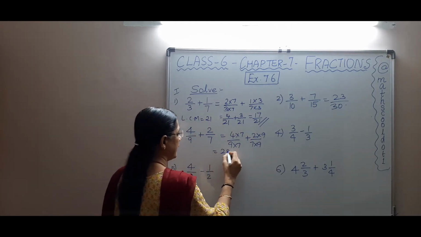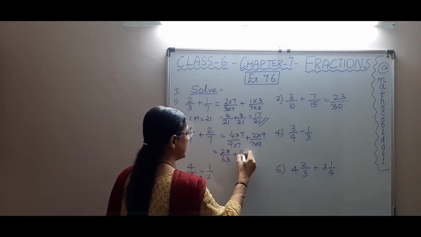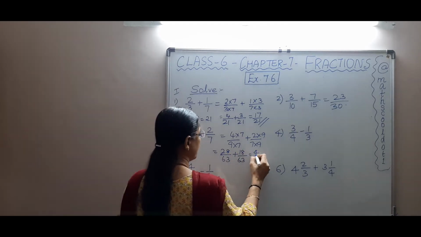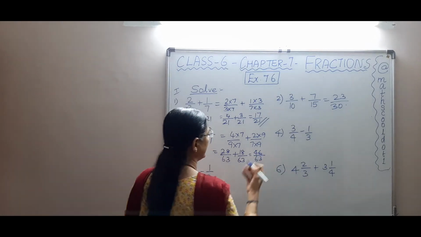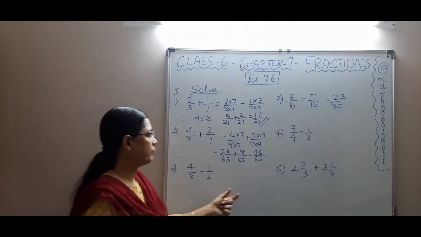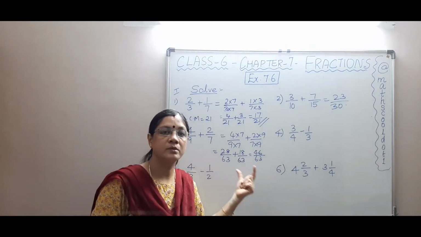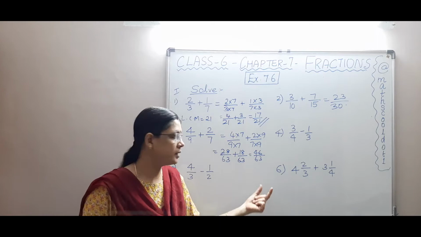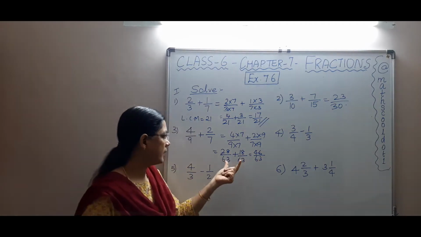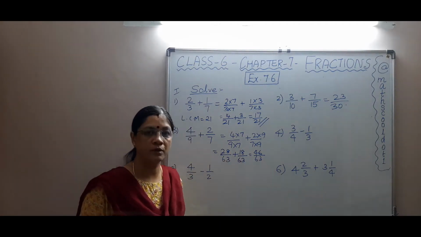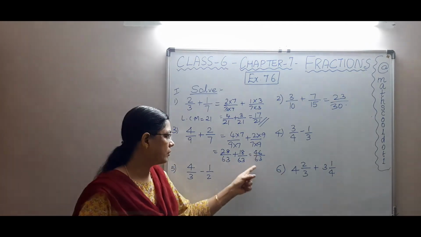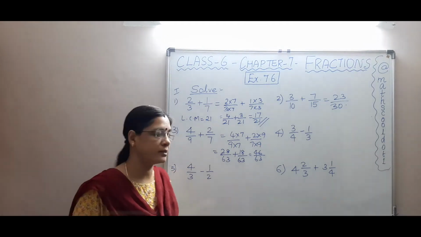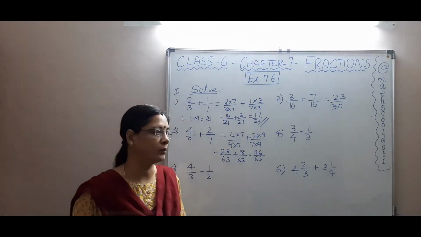So you get 28 by 63 plus 18 by 63. So what is 28 plus 18? It is 46 by 63. Now for bigger numbers you just see whether it will be divisible by any other number. If it is divisible by any other number, then you can reduce it. Okay, so as such, when I see these two numbers 46 and 63, they are not divisible by any other common factor, so let us leave it as such. So 46 divided by 63 is the answer for the third one.